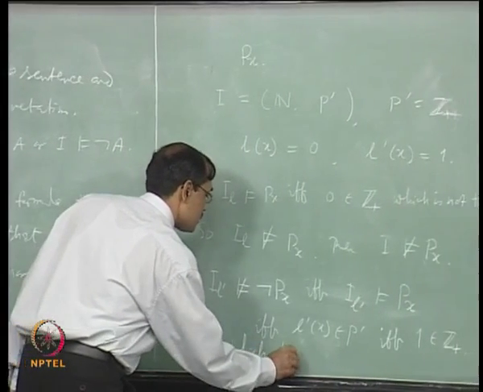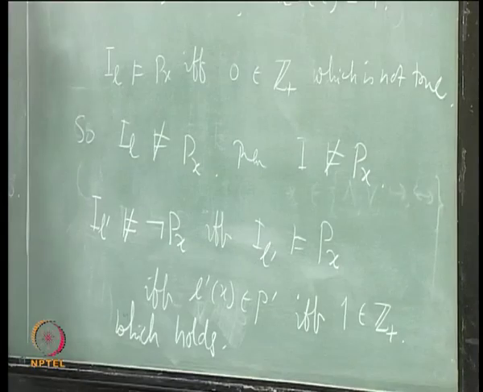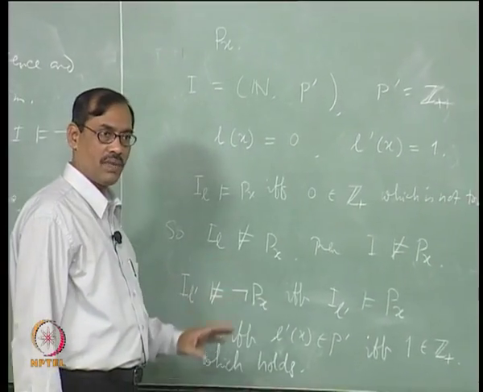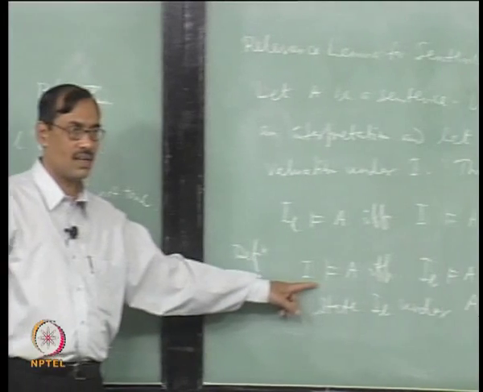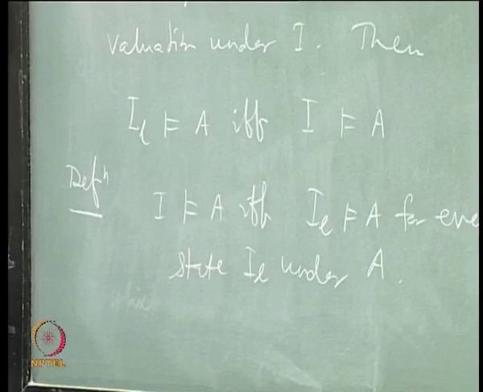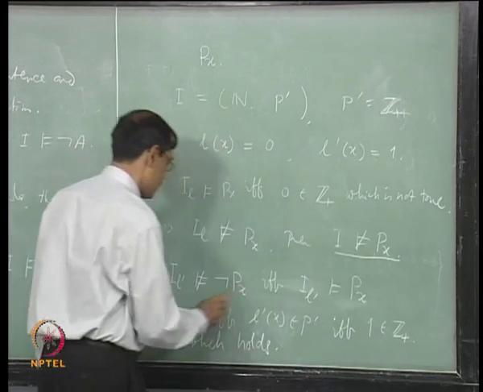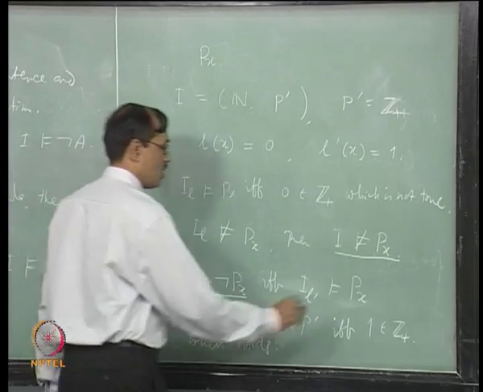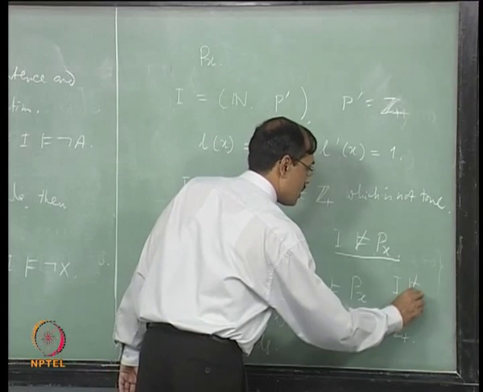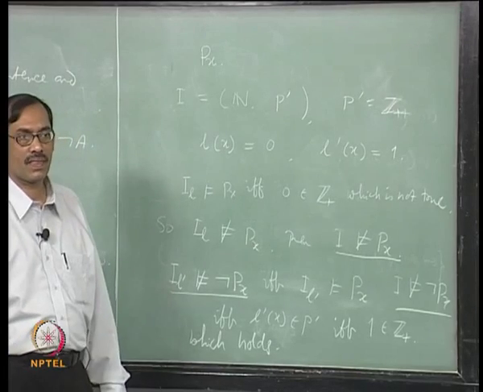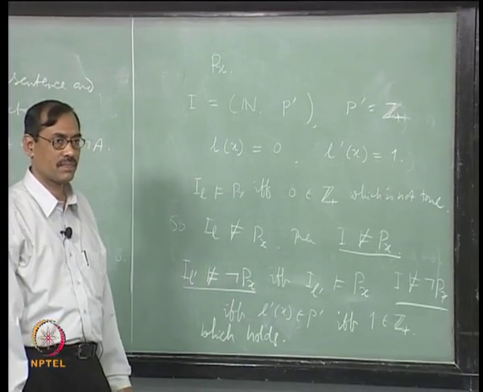Which holds. So, that solves it, right. So, this shows I L prime does not satisfy not P x, therefore, I does not satisfy not P x, right. So, both the things are done. I does not satisfy P x, and from this we conclude I does not satisfy not P x. This is what we wanted. It is clear, neither of them is satisfied.